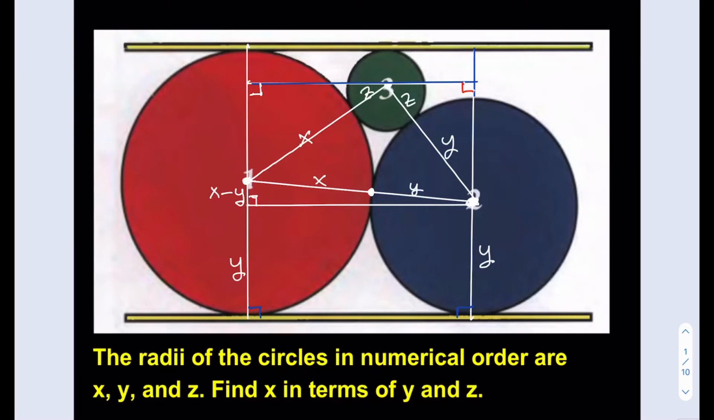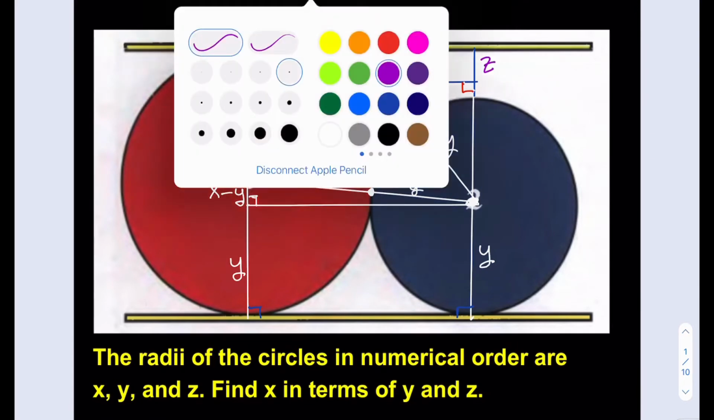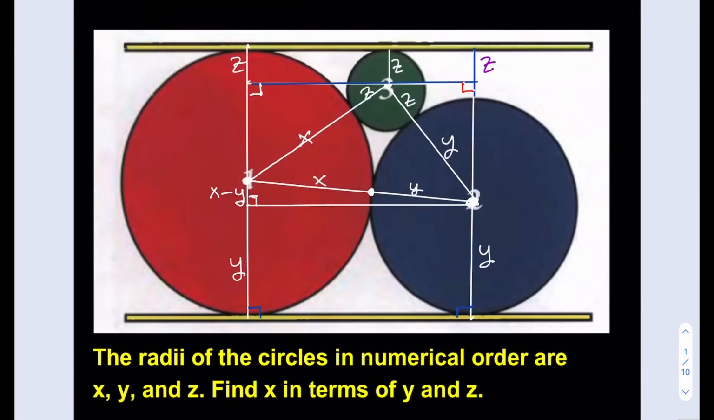Now let's take a look at this one. Now this is a little tricky. The radius for the, let me go ahead and draw this segment. So this is going to be z because it's the radius of the smallest circle. So this is also going to be z. And this one is also going to be z. Okay? All right. Cool.